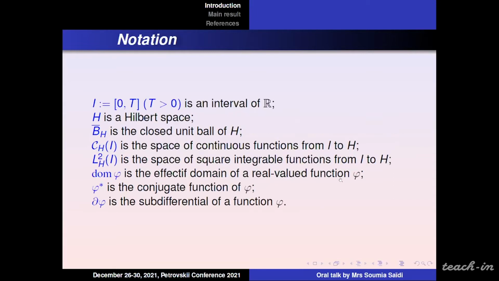In all that follows, we use the following notation: I for an interval of R, H for a Hilbert space, B_H the closed unit ball of H, C(I,H) the space of continuous functions from an interval to the Hilbert space H, L2 the space of square integrable functions, dom the effective domain of a real valued function phi, phi star the conjugate function of phi, and the subdifferential is denoted as follows.